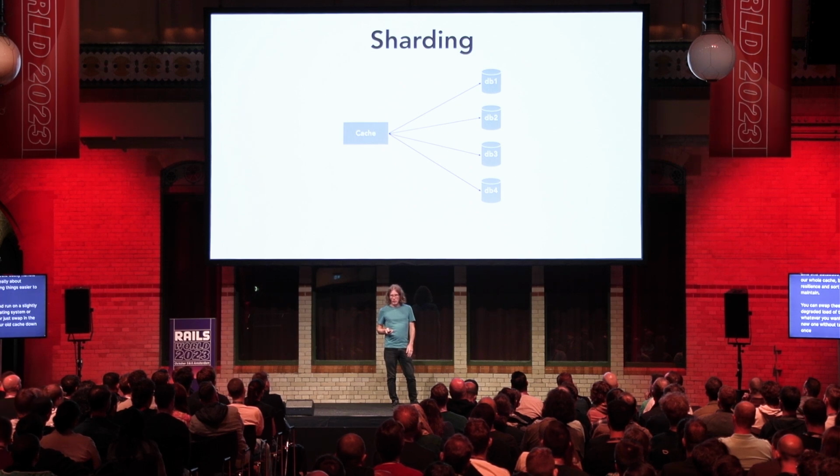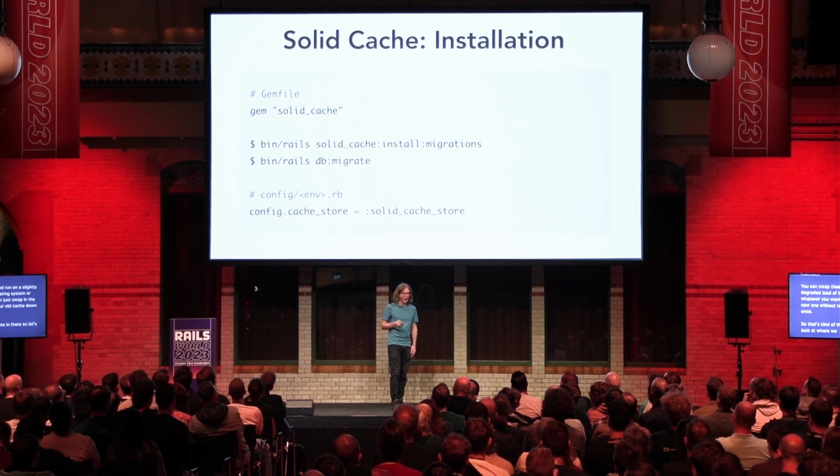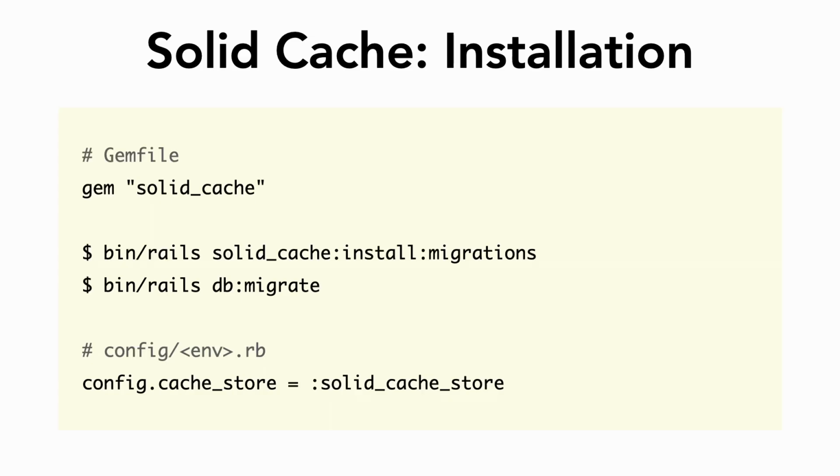Okay, so that's the features in there. So let's look at where we ended up. This is how you would install it. This was our aim, that it's plug and play. So you add the gem, run bundle install. The next step is to run a rake task that will install the migrations for that table, run db migrate, and add it in your environment. And that should be good to go.